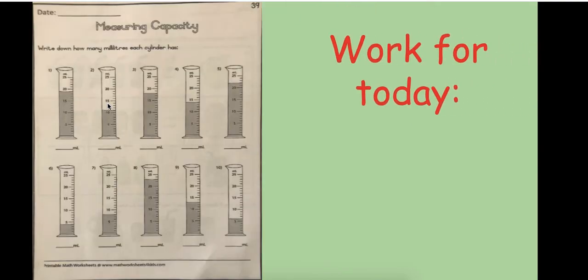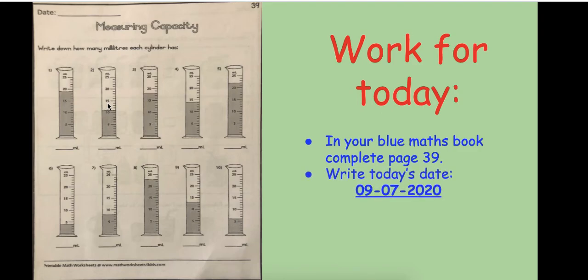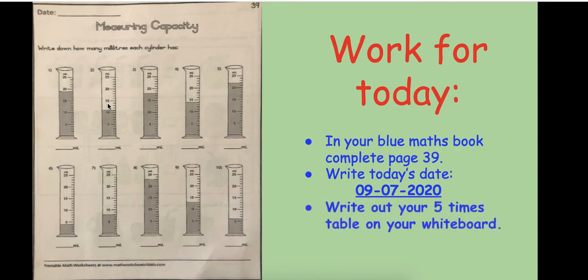Okay, so now your work for today. In your blue math book, complete page 39. So you are going to be doing your own reading of cylinders. You're going to write the date at the top, which is 09-07-2020. And please write out your 5 times table on your whiteboards too, as practice, because tomorrow we're doing 5 times table test.